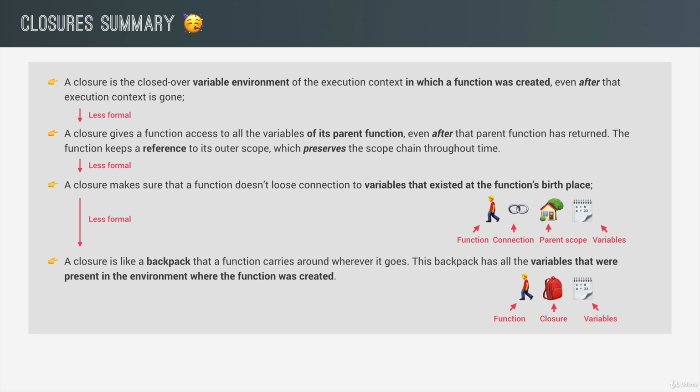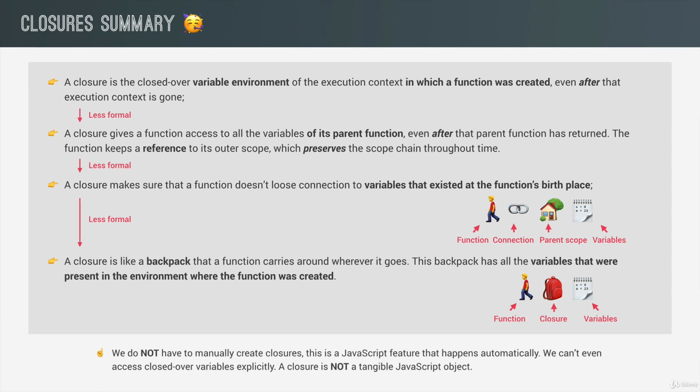Finally, we need to understand that we do not have to create closures manually. And this is also what I already touched on at the beginning of the lecture. So instead, this is something that JavaScript does completely automatically. We don't have to do anything. Also, there is no way for us to explicitly access closed over variables.